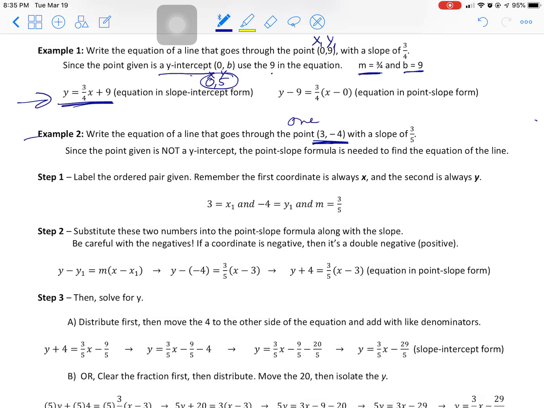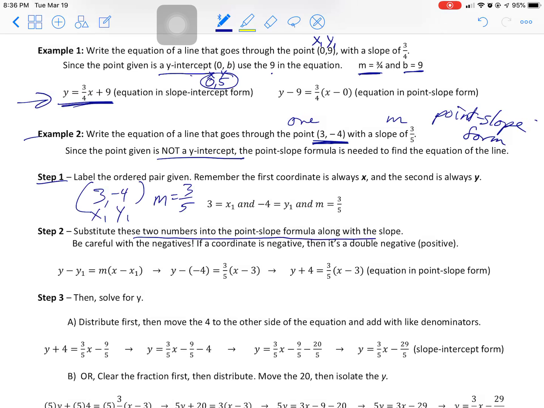So when you're given one point and the slope, you want to use the point-slope form. That's why it's called that. So that's when you don't have a y-intercept, all right? So step one, label the ordered pair given. If you have (3, -4), that's the x1, that's the y1. They told me the slope was 3/5. All right, that's the given information. Step two, substitute these two numbers into the point-slope formula along with the slope.